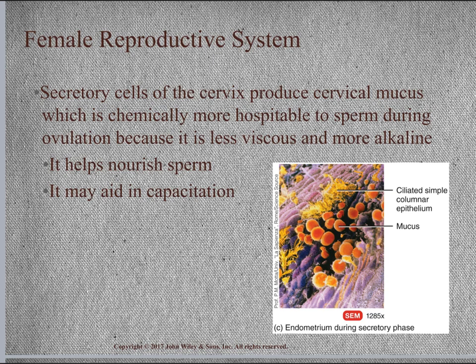Now, talk about how we have evolved together. That secretion also helps to nourish sperm and may also aid in capacitation. So this is the final development and maturation of the head of that sperm. So again, pretty interesting that the vagina is secreting stuff, cervical mucus, which is going to help maintain the health of sperm by nourishing it, as well as allowing it to fully mature.